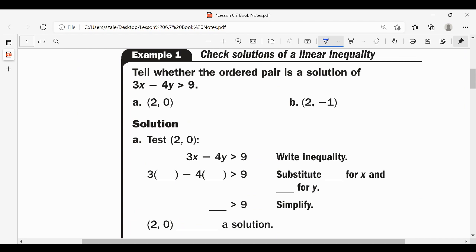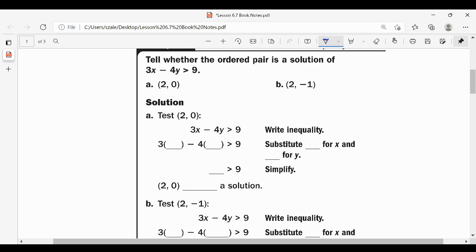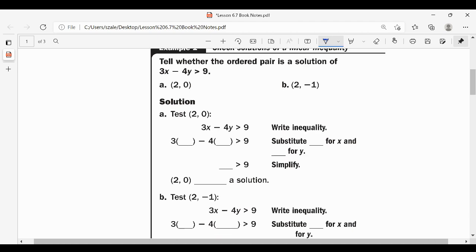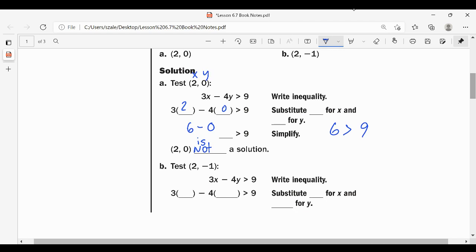You also will need to check solutions of linear inequalities. For example, if I give you 3x minus 4y is greater than 9, and I ask you to test (2, 0), you would just plug in 2 for x and 0 for y. So that would give you 6 minus 0 is bigger than 9. Well, 6 minus 0 is 6, and 6 is not bigger than 9. So you would say that (2, 0) is not a solution. That doesn't make this inequality true.